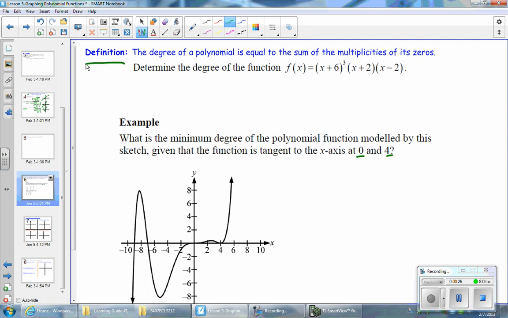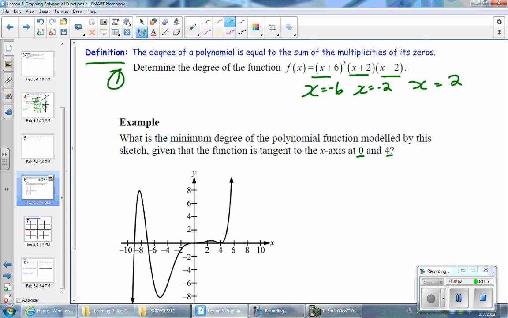So let's start with this first example here. It says determine the degree of the function f of x is equal to (x plus 6) cubed times (x plus 2) times (x minus 2). So we have three factors, hence we have three zeros. We have a 0 at x is equal to negative 6, another 0 at x is equal to negative 2, and another 0 at x is equal to positive 2.